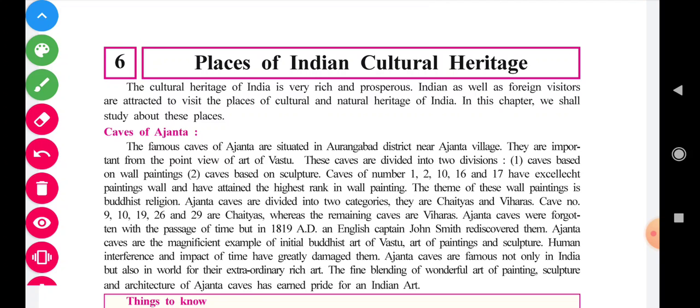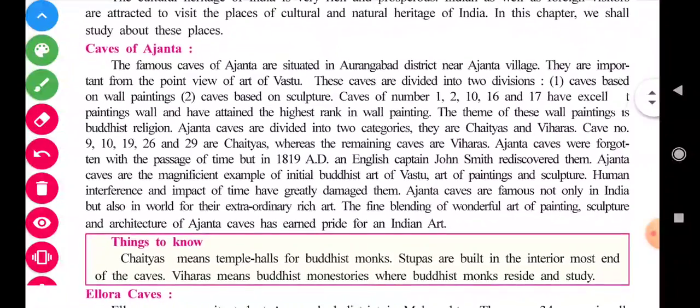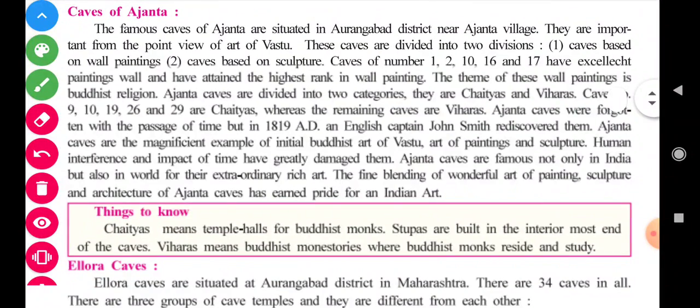Basically, the tourism sector is dependent on this chapter, because the majority of tourists coming from outside the country frequently visit the Indian cultural heritage places. Okay, let us start from the first point, caves of Ajanta.